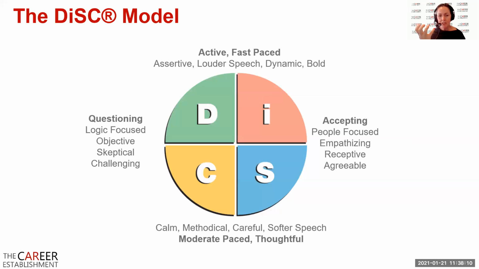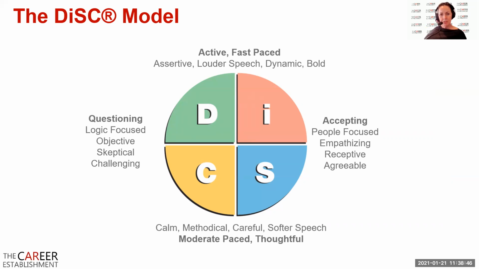These are workplace behaviours. Or perhaps you're on the other horizontal line, or axis, and you're calm, quite methodical, quite careful, soft-spoken. Obviously, you can probably tell, for me, I'm active, I'm fast-paced, I'm going to be right up the top. Now, if I look at the other axis, in terms of the environment I like to be in, am I questioning, logical, objective, challenging, or am I more accepting, people-focused, empathetic, receptive, agreeable? So again, I would look at where I am on here.